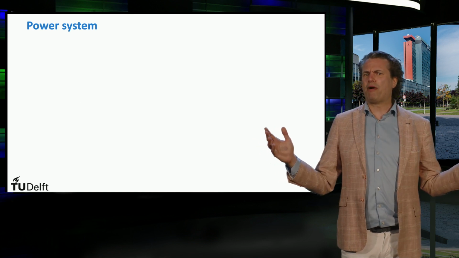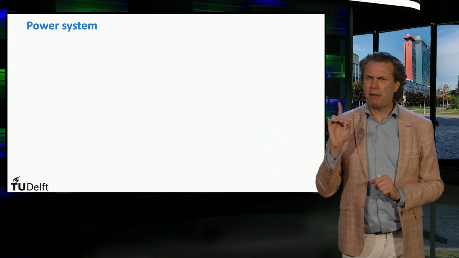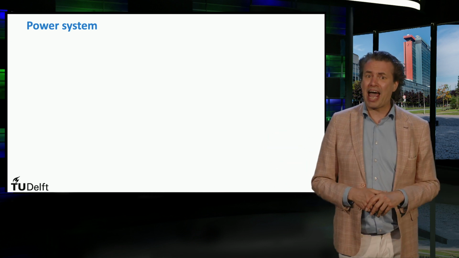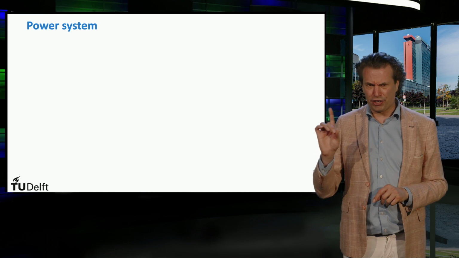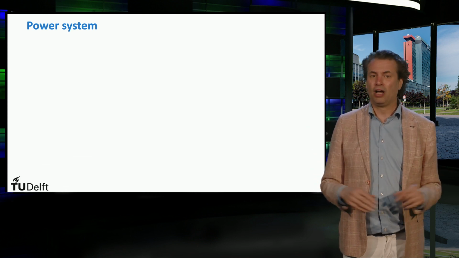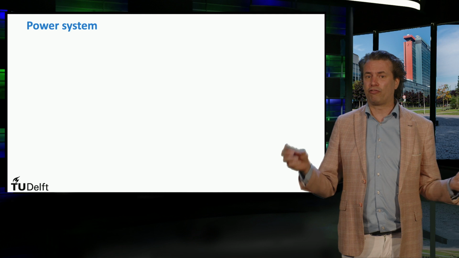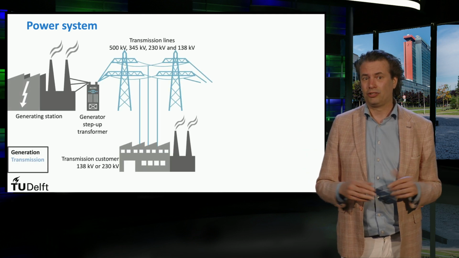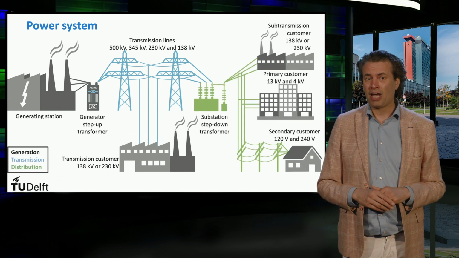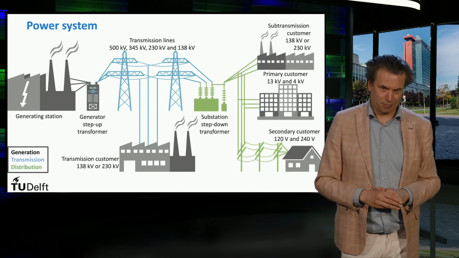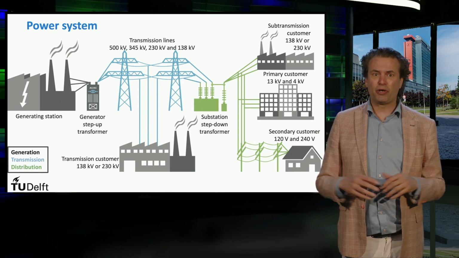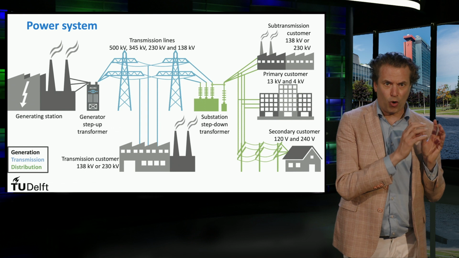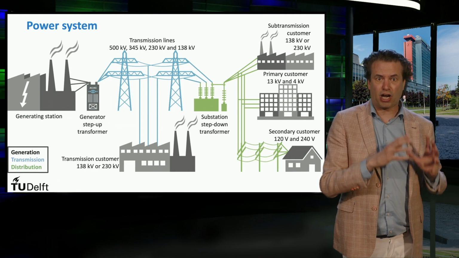So what is a power system? And what are the main parts and functionalities of a power system? Let's have a look at a representation of a traditional power system. A traditional power system consists of three main systems: the generation, the transmission, and the distribution system. We call it traditional because generation of electricity is centralized, meaning that only a few large power plants are involved.